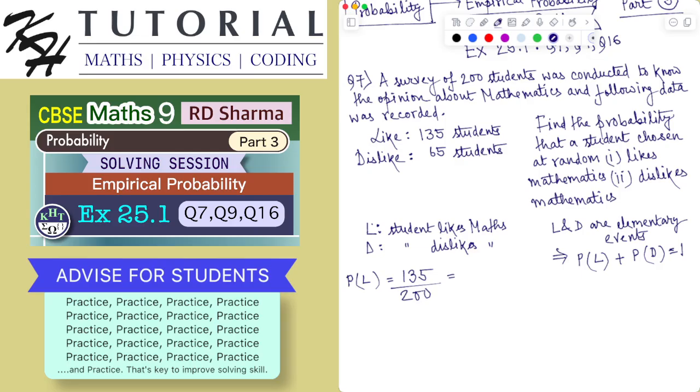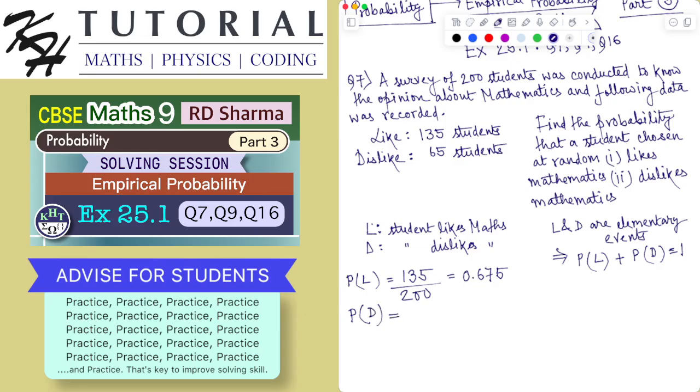So this will be 0.675. Yes, I think 0.675. Okay, now what will be the probability of event D?